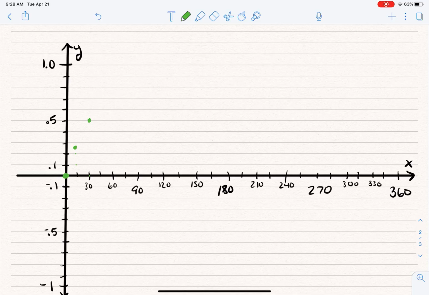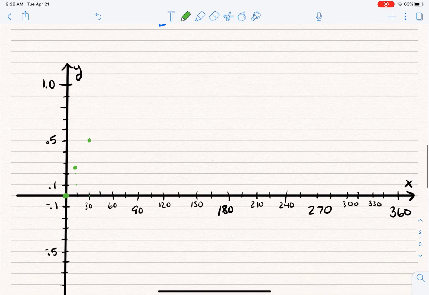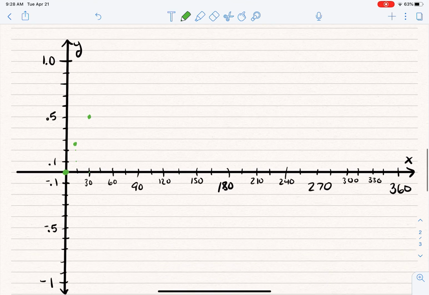Okay, and then 45 was what? 45 was 0.71. We're going to go 45, that was right here. You go all the way up to 0.71. So here's 0.5, where the last one was, 0.6, 0.7, and just a little bit above 0.7 right there. Okay, and that's what I've got so far. And I can keep going.